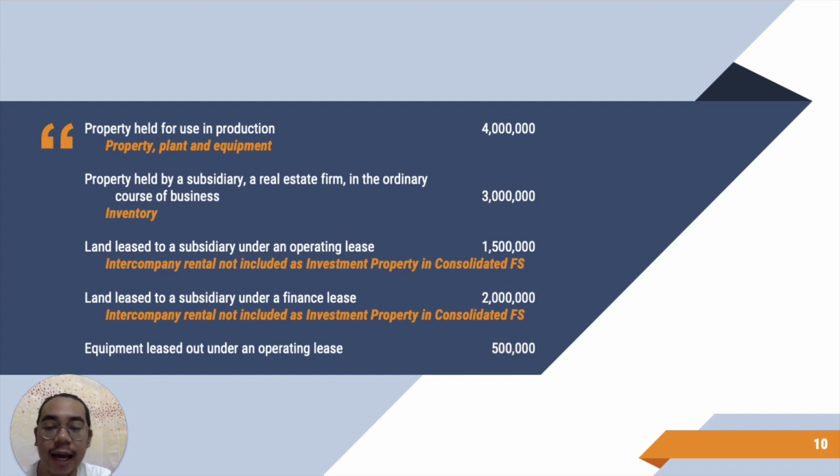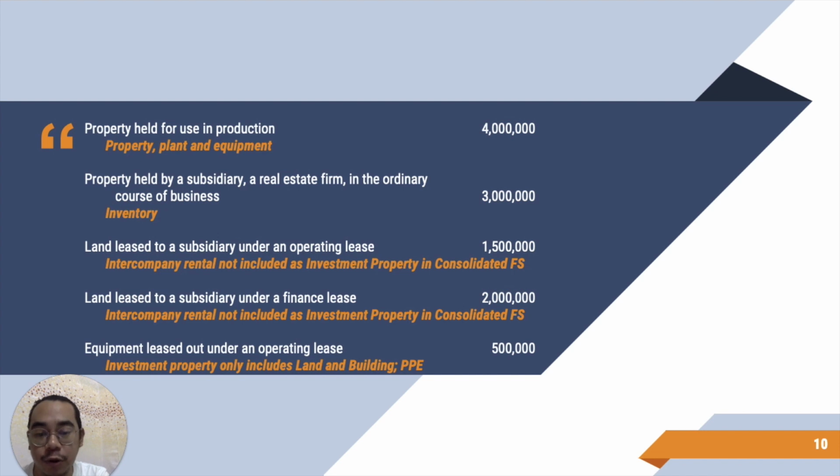And finally, equipment leased out under an operating lease. Although it is to be leased out under an operating lease, 500,000, hindi pa rin to investment property because investment property only includes land and building. So dahil equipment to, automatically dun yan sa property, plant, and equipment.